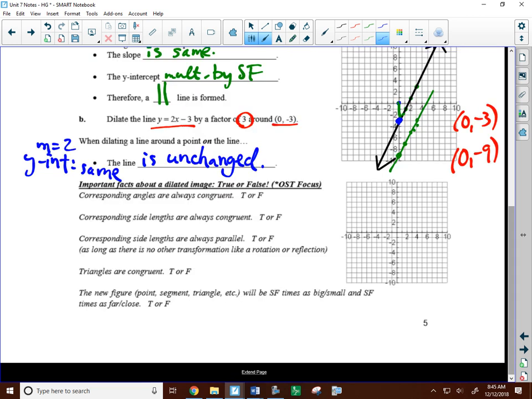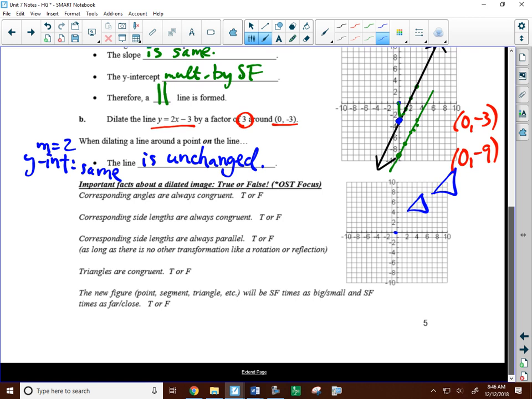Well, let's try these at the bottom. Important facts about a dilated image. Some of these we kind of covered above, some of them might be slightly different. You're going to circle true or false, and this could be for any dilation. If you want to think of, you're starting with a triangle maybe. You dilate bigger or smaller, or it could be around a different point.